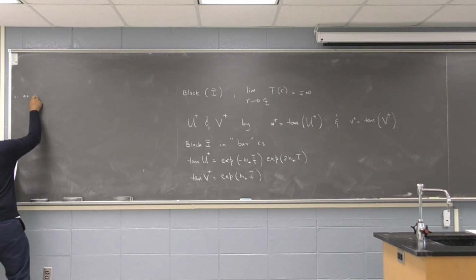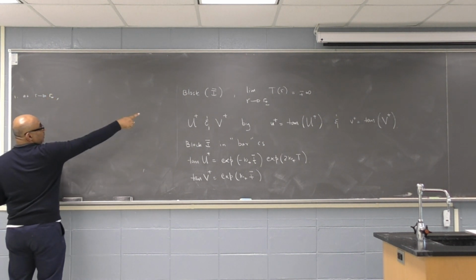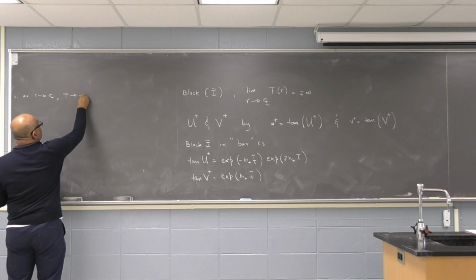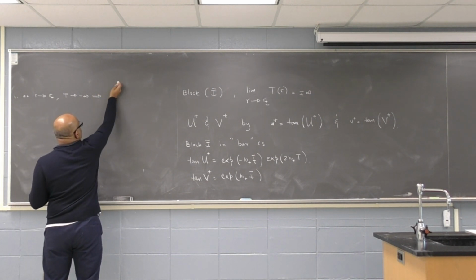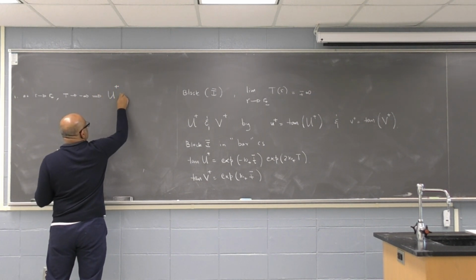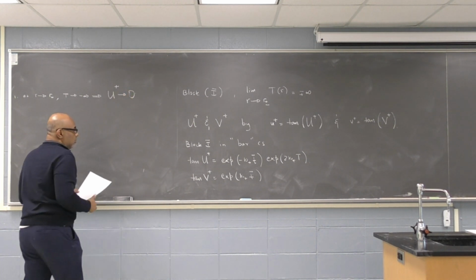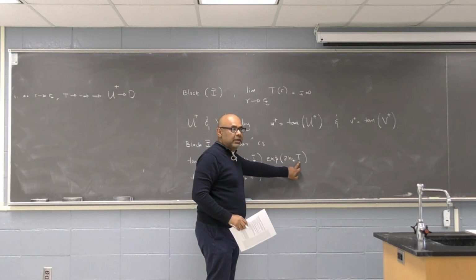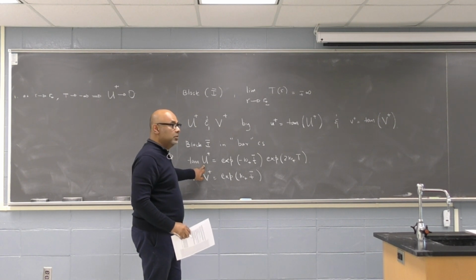As r approaches r plus, I've shown there that t approaches minus infinity, which implies, let's see if this is correct, big U, U plus, or I should say approaches 0. Well, that's true. Let's see. This approaches minus infinity, so U plus approaches 0.